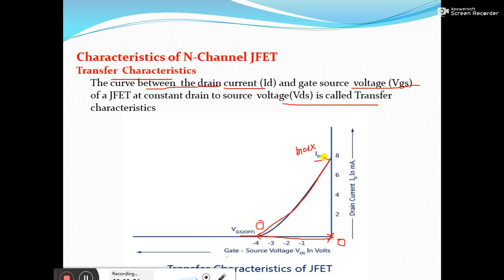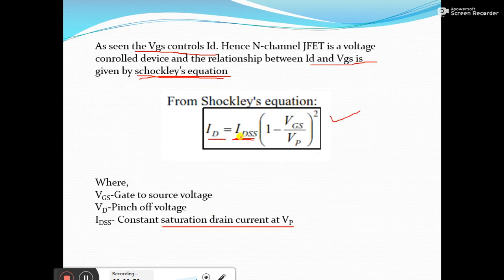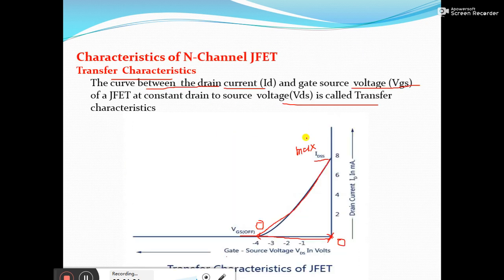Or simply this can be governed by the Shockley equation, as you have seen previously. Whenever VGS is equal to 0, if you substitute 0 here, 0 divided by anything will be equal to 0 only. So this entire term is reduced to 0. 1 minus 0 will be 1 only, 1 square will be 1 only. 1 into IDSS is nothing but IDSS only. So ID will become IDSS, the maximum current, whenever VGS is equal to 0.